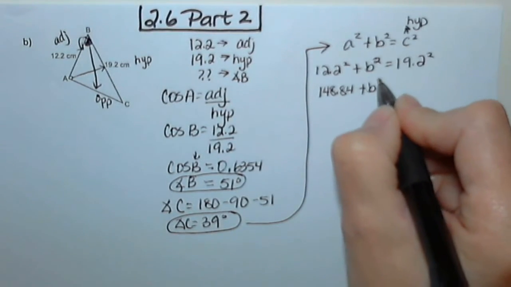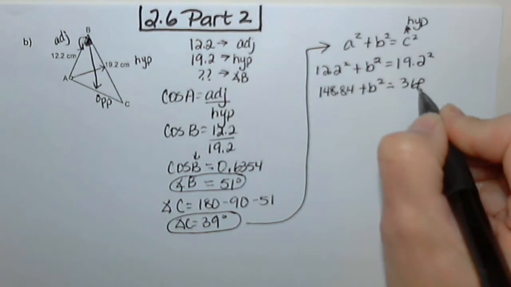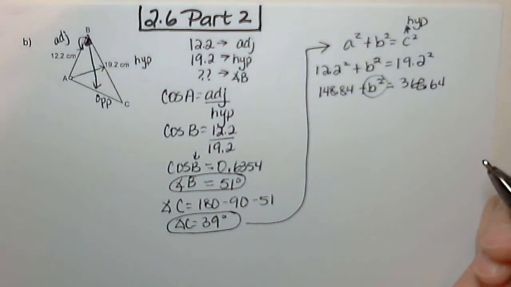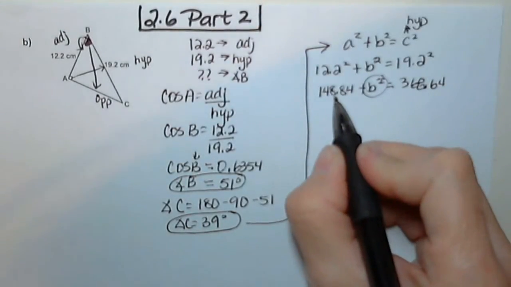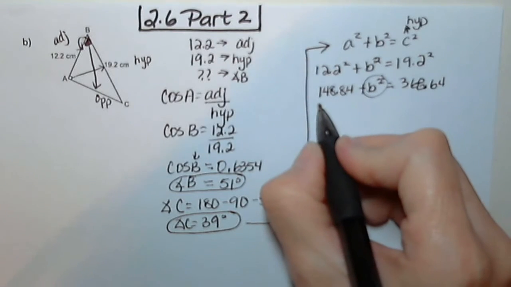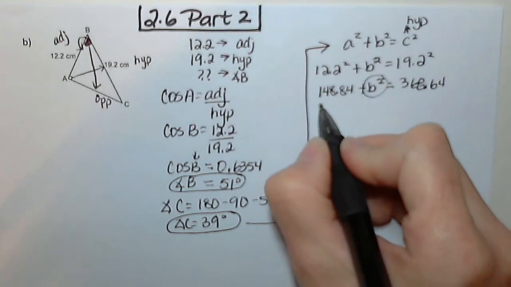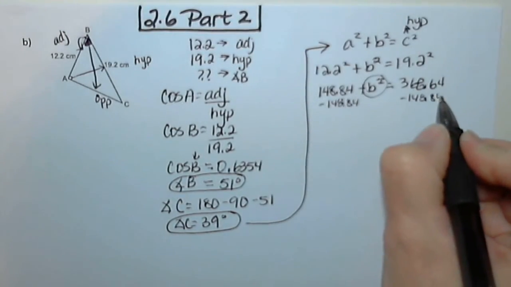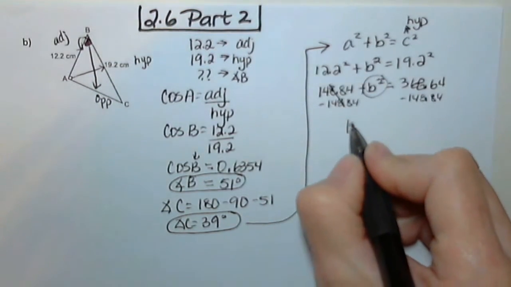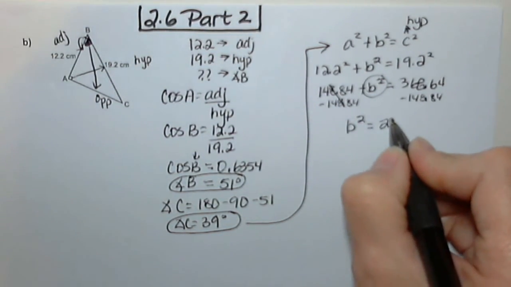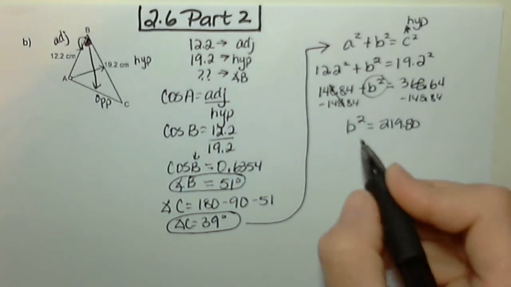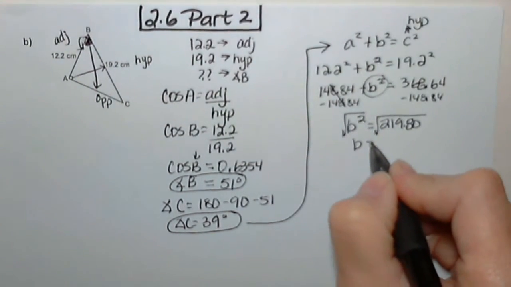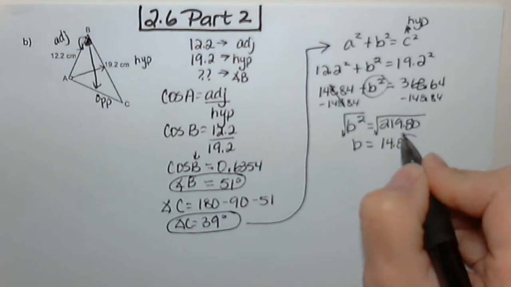Squaring these numbers, I get 148.84 plus b squared is equal to 368.64. My job is to get the b by himself eventually, and I'm going to begin by getting rid of this 148.84. To get rid of that, I'm going to subtract it from both sides. So minus 148.84 and minus 148.84. These are going to be gone. I'm going to be left with b squared is equal to 219.80. To get the b by itself, I square root it and the other side. Now I'm left with b is equal to 14.8.